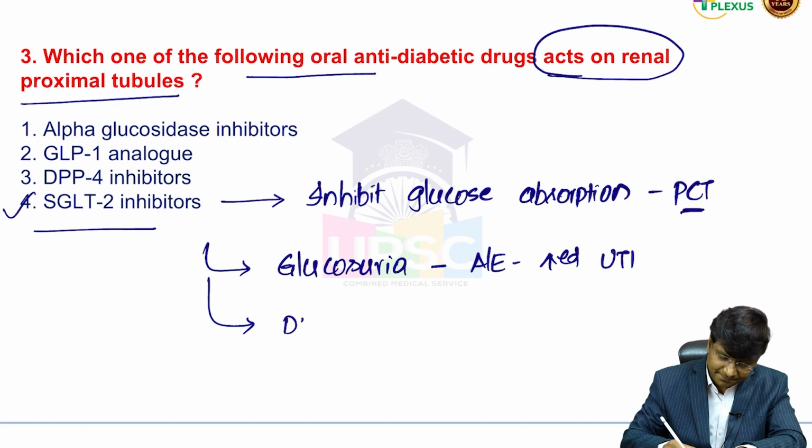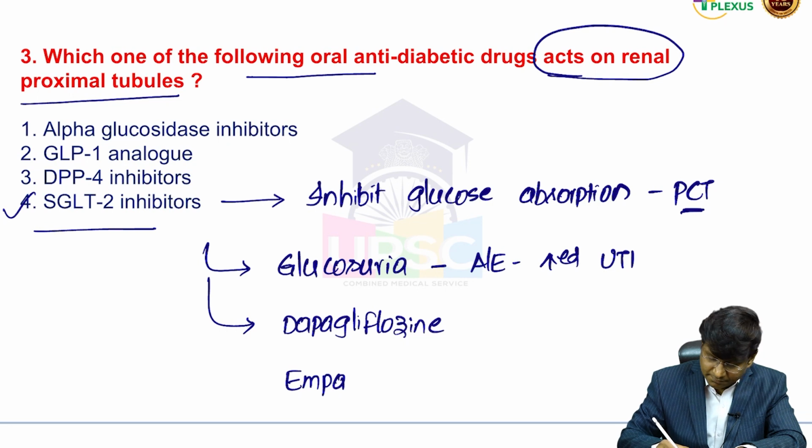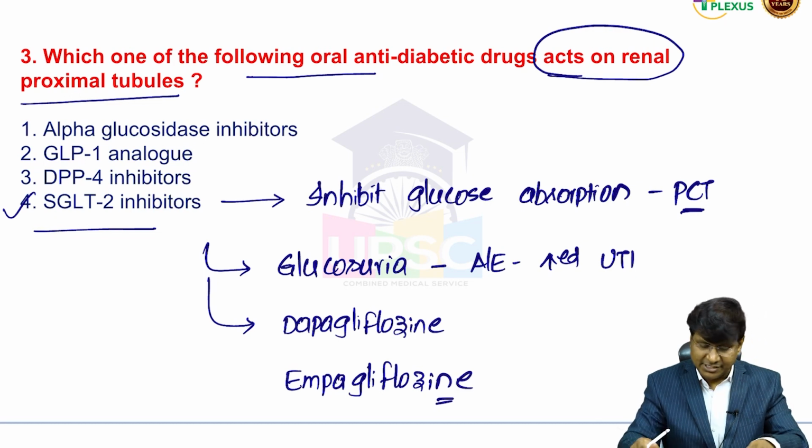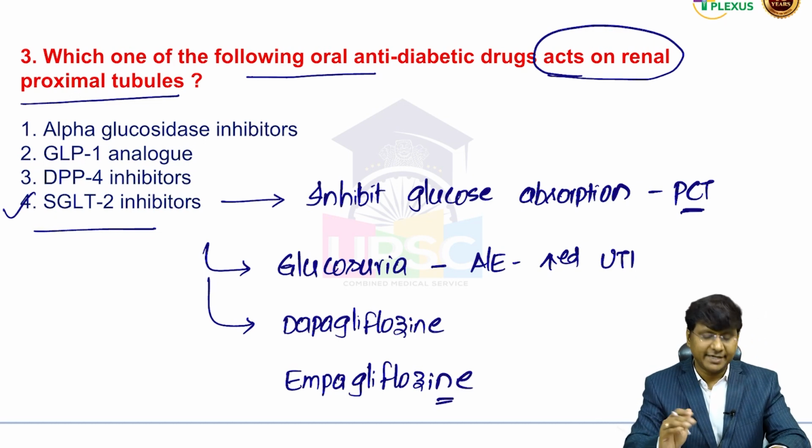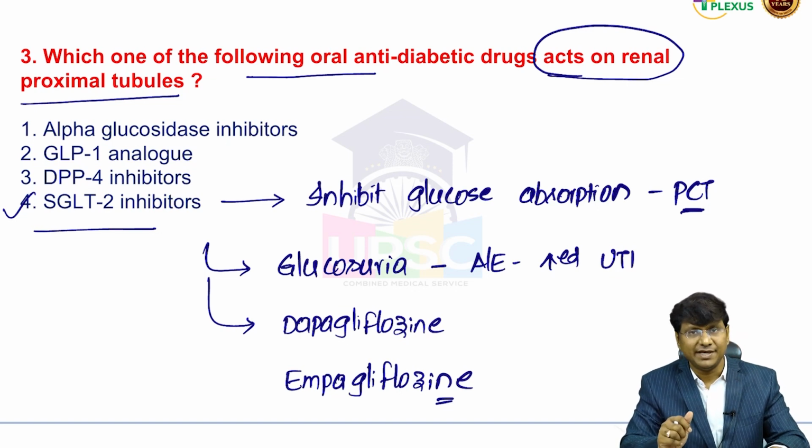Examples include dapagliflozin, then empagliflozin, right, dapagliflozin as well as empagliflozin. So this is about the examples of the SGLT2 inhibitors.